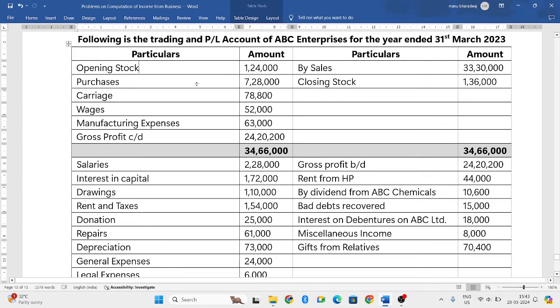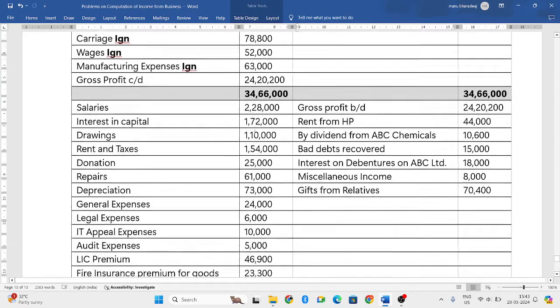Opening stock is there, then purchases is there. Purchases should be ignored. Carriage also ignore. Wages ignore. Manufacturing expenses is admissible, so they have already debited it, so just ignore that. Then sales is also admissible business income, so just ignore that also. Next, closing stock is required. I'll tell you why. Next, let us come to P&L account.